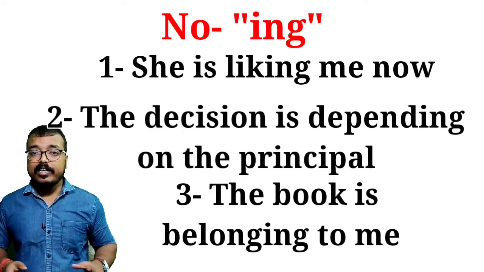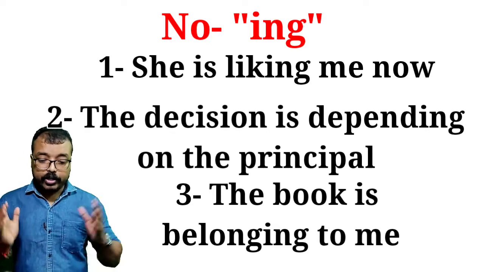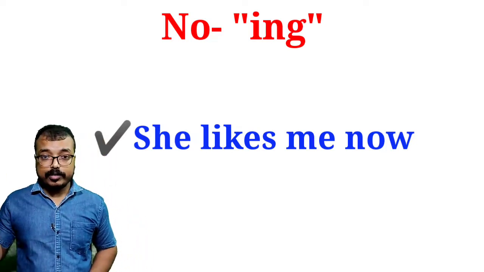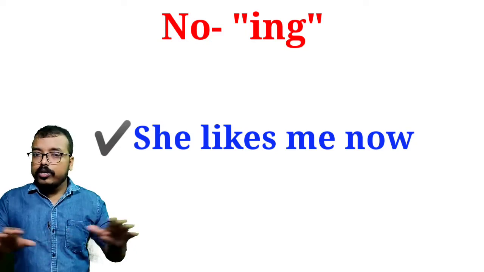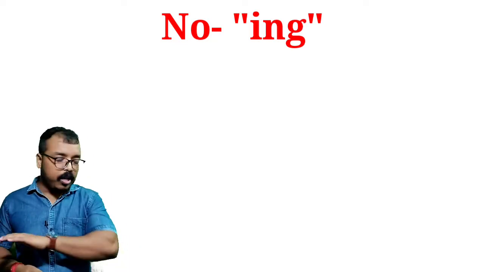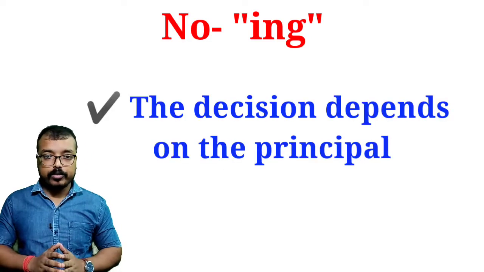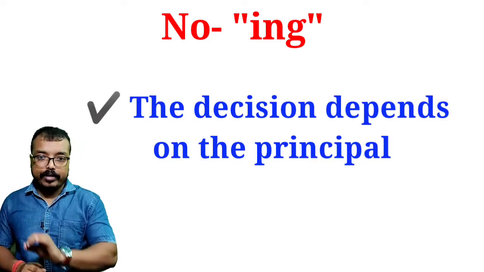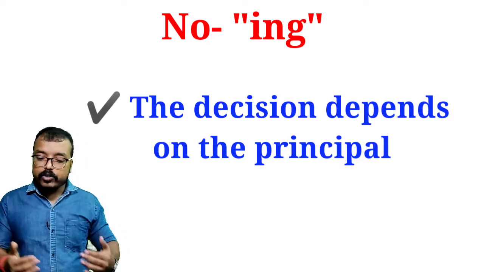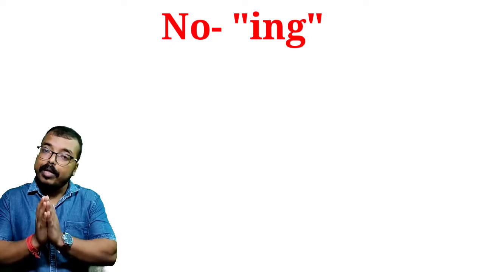She is liking me now, this is absolutely incorrect. So what will be the correct answer? The correct answer will be: she likes me now, not she is liking. There will be no verb plus ing or continuous tense. That means she likes me now. You need not use any continuous tense. The next one, the decision is depending on the principle, is incorrect. The decision depends on the principle. You need not use is depending. Is depending is absolutely grammatically incorrect. Am I clear? In the next one, the book is belonging to me is absolutely incorrect. The book belongs to me.